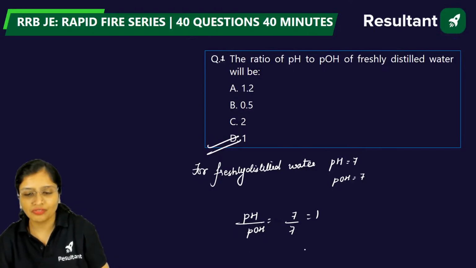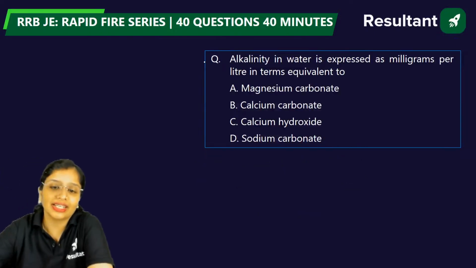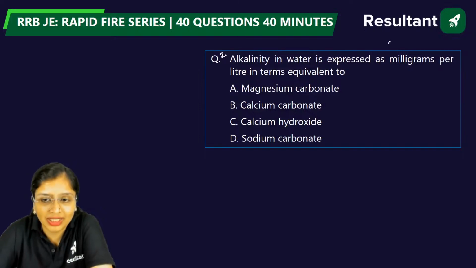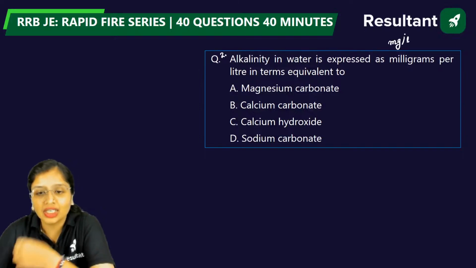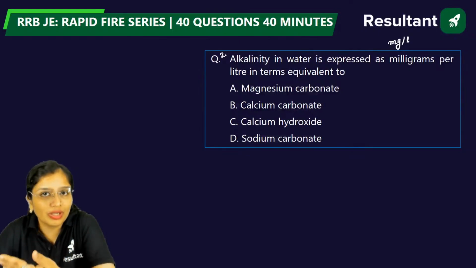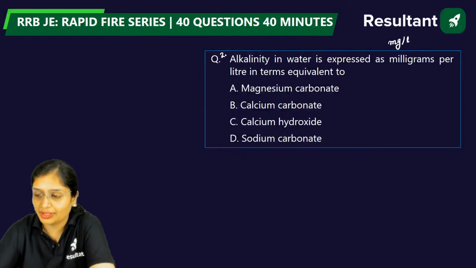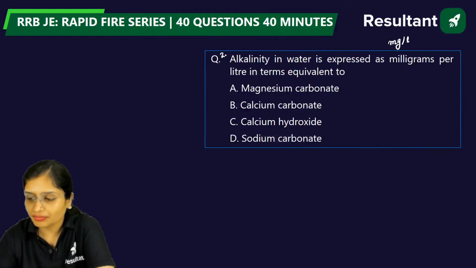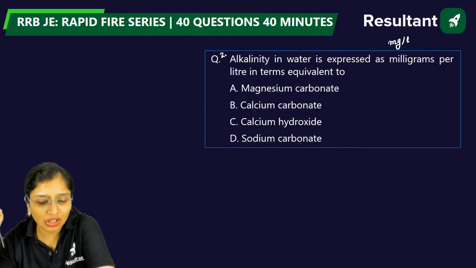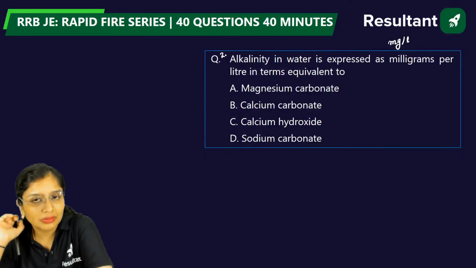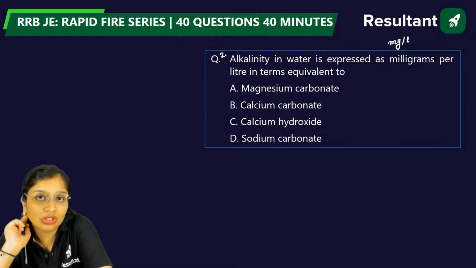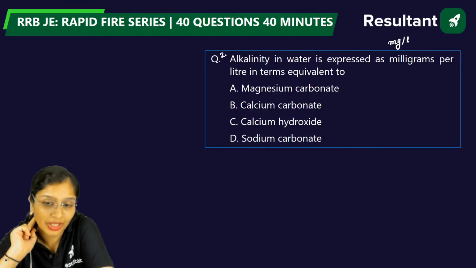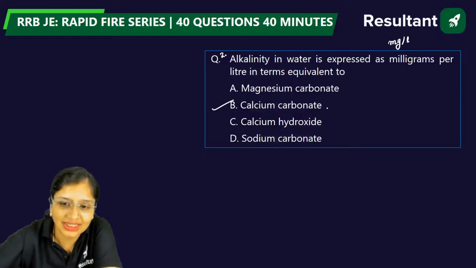Okay, so this is the first question. Now, moving to the next question. Alkalinity in water is expressed as milligrams per liter, that is mg per liter, in terms equivalent to... In which equivalent term do you express it? Alkalinity. You express alkalinity, and even hardness, in terms of milligrams per liter in terms of calcium carbonate. So calcium carbonate is the correct answer, CaCO3.